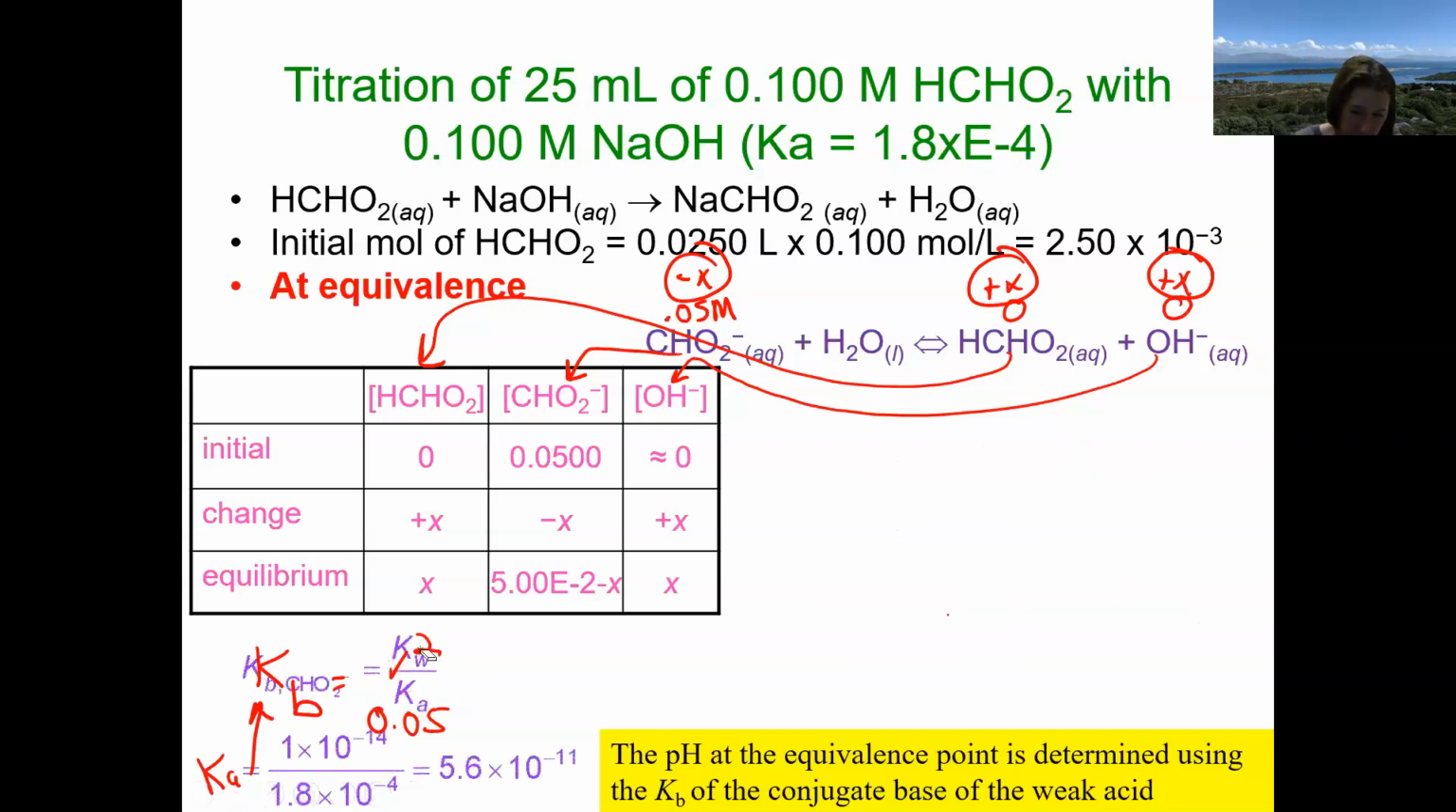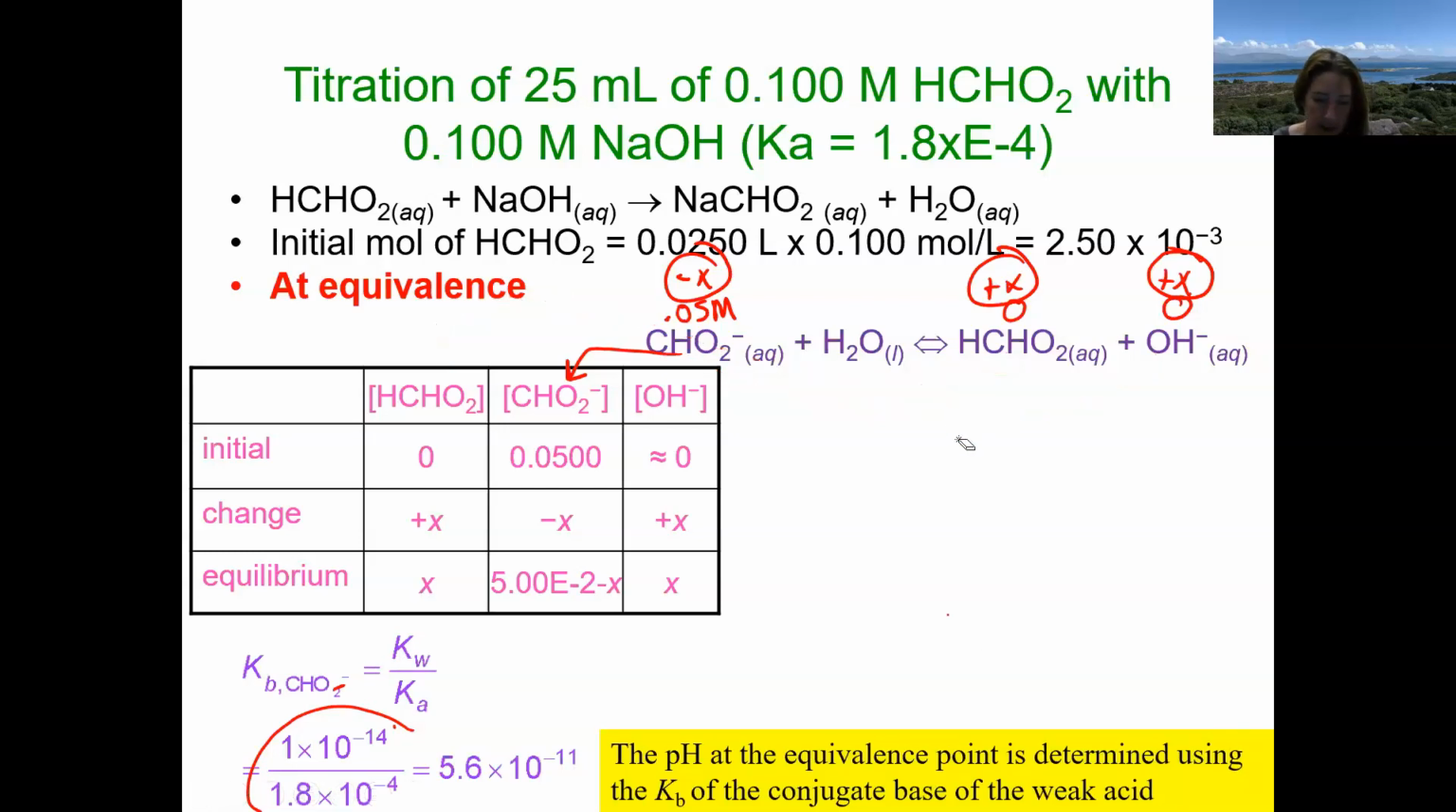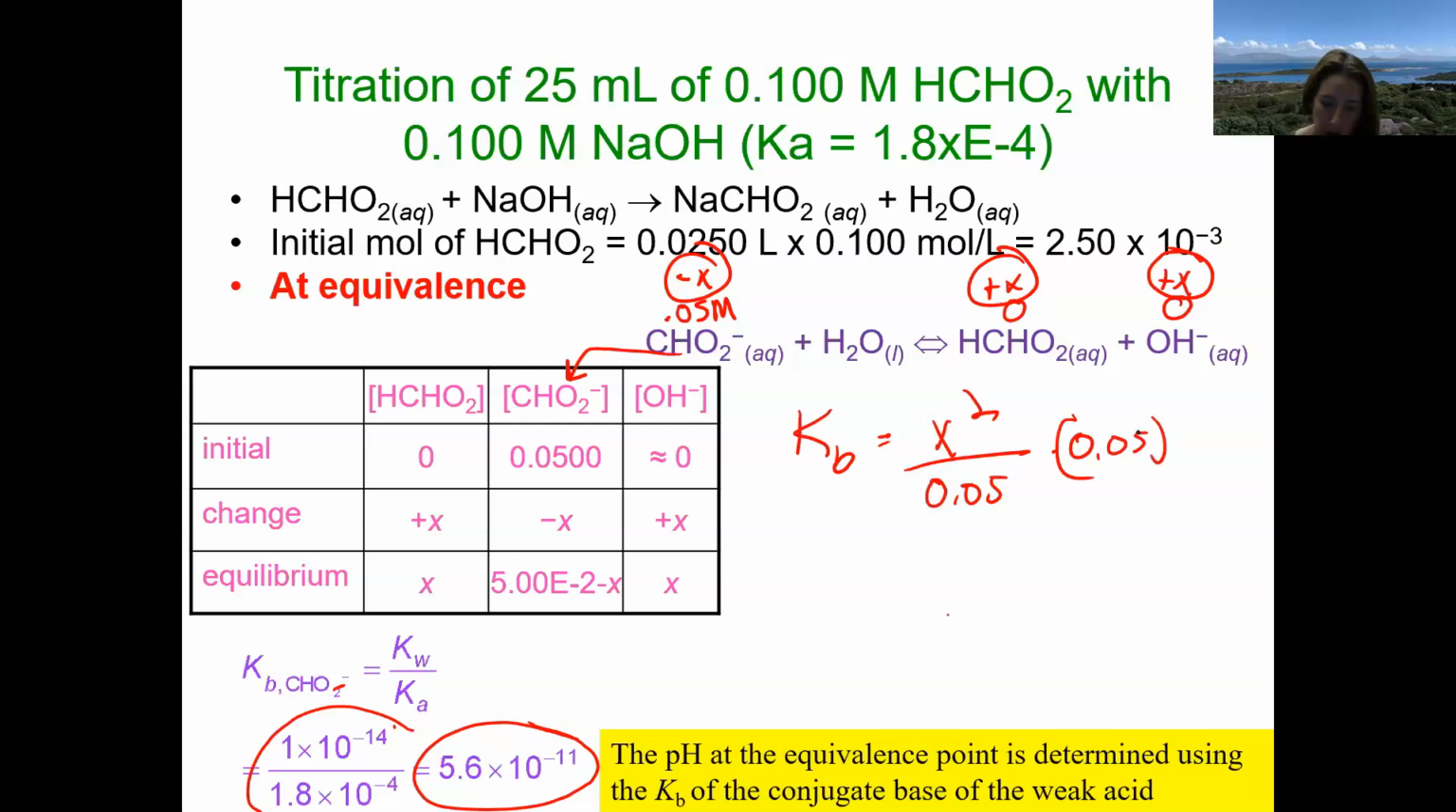Which I have right here. You literally just divide 1 times 10 to the negative 14th by whichever one you have. And this was on your quiz, the third page top question. We got our KB. So now we can do our problem, right? So here's our KB. Now we can do KB equals X squared over 0.05. Multiply by 0.05, and then take the square root.